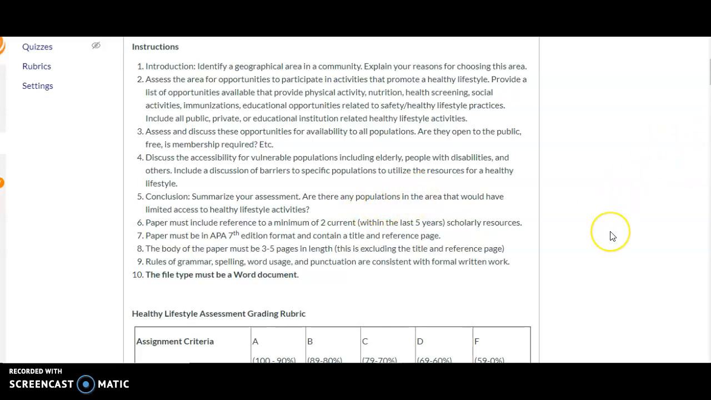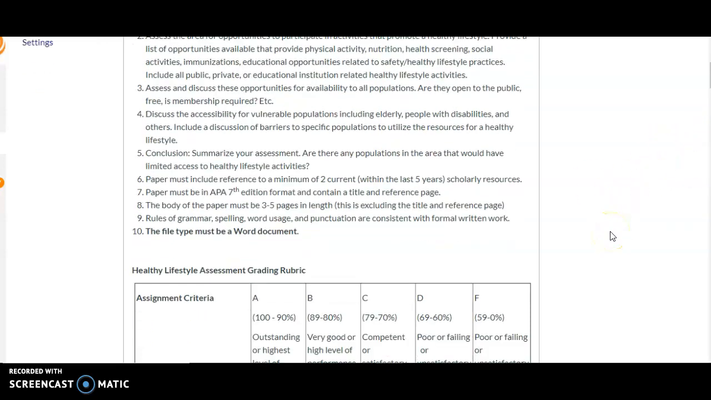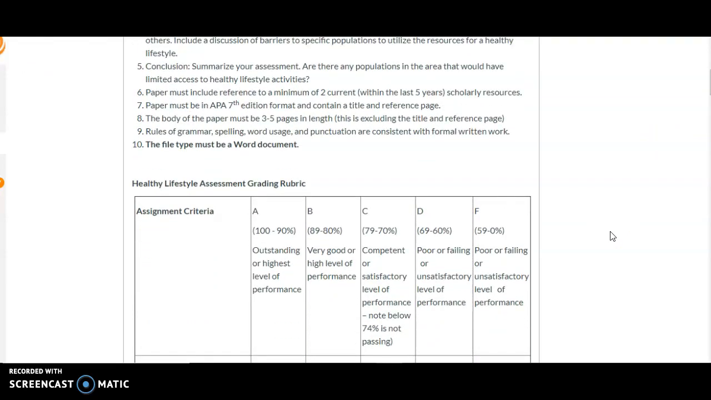The paper is to be 3 to 5 pages, and that does not include the title page or the reference page. It must be in a Word document, so please make sure that you're formatting it and submitting it correctly. And please remember that you are responsible for the correct document to be submitted at the time of submission. So always check after you submit it if it's the correct document.